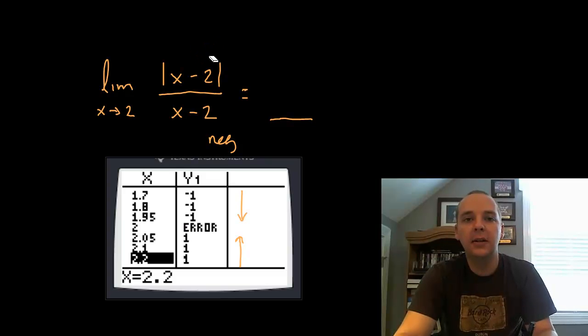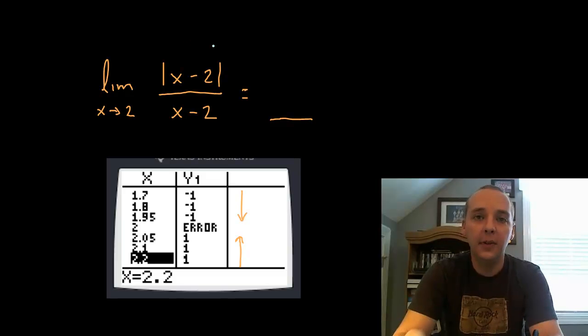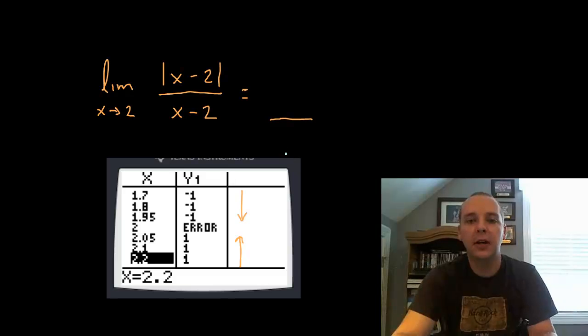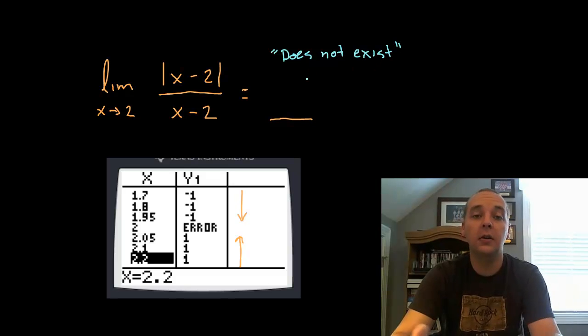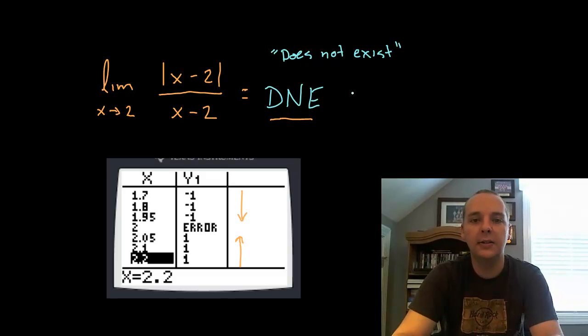So what does that seem to indicate about the limit? There's not one definitive numerical value that the function approaches from both sides of 2. So this would be an example where we say the limit does not exist. Now we use this expression so often, and a lot of limits do not exist, that we typically abbreviate this as capital DNE, which obviously stands for does not exist.